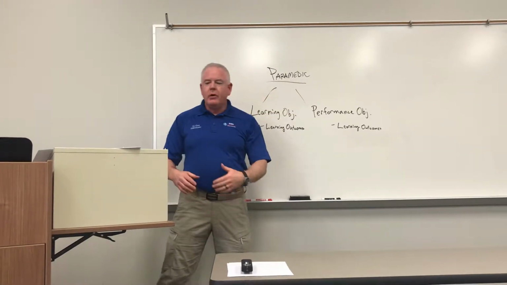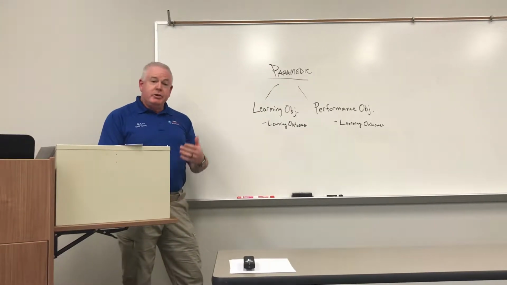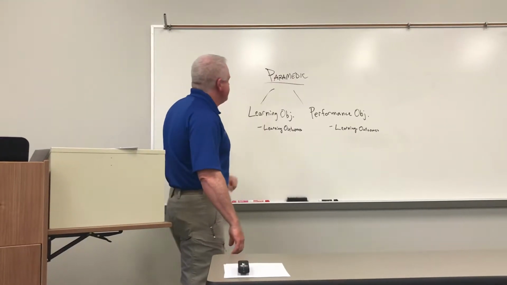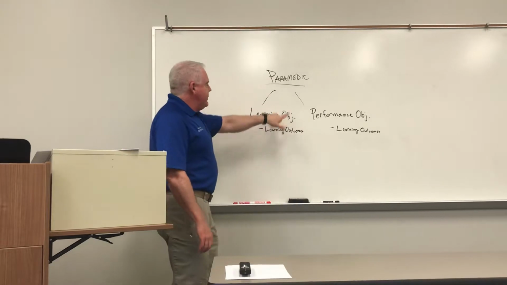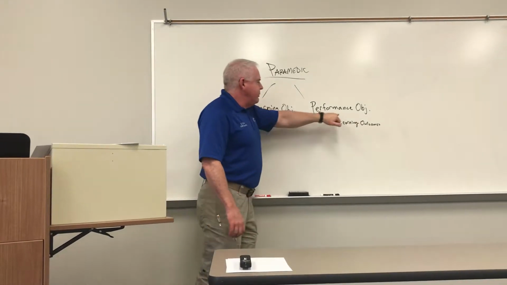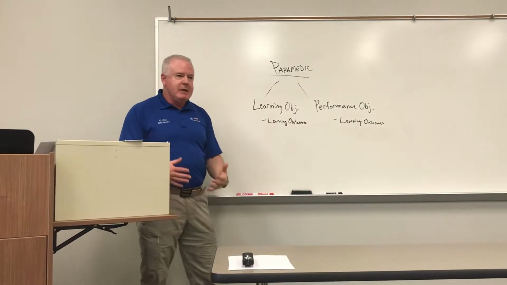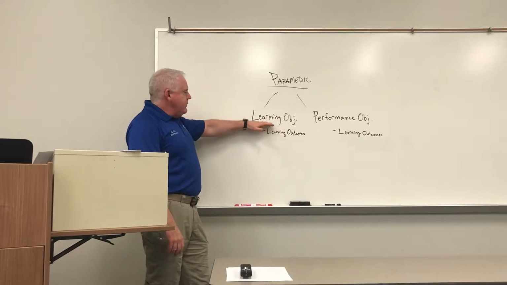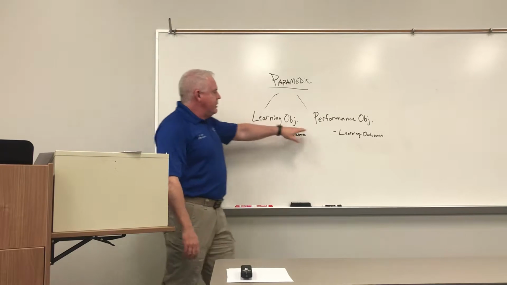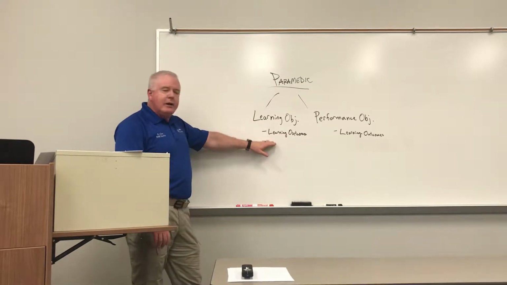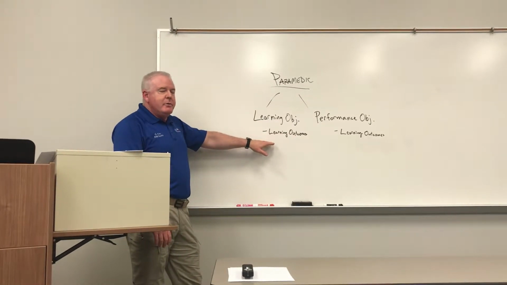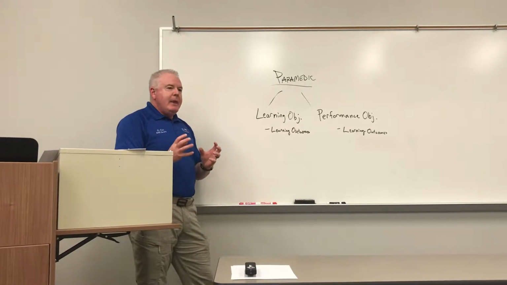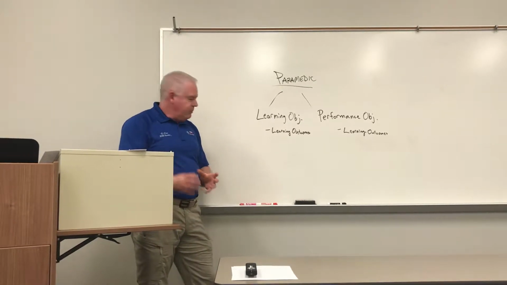Let's say that our overall goal or instructional goal is that we want our students to become paramedics. Well, out of that we have learning objectives and we have performance objectives that they must meet in order to obtain this goal. Each of our objectives, whether they be learning or performance, all have learning outcomes. These are the measurable units that we use to define how we want the student to perform.